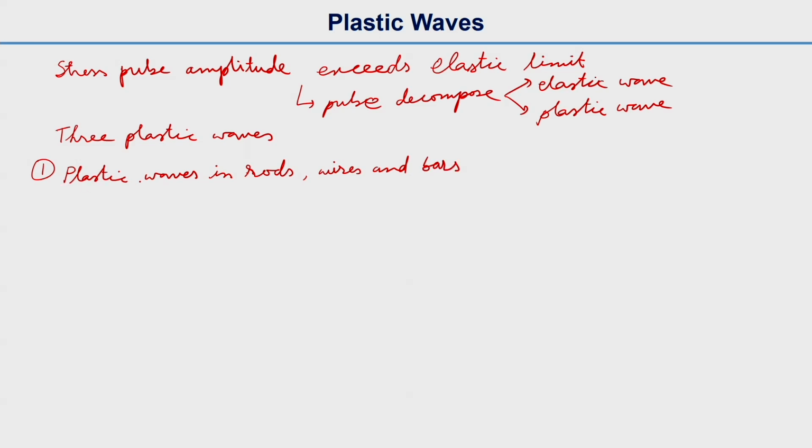In this case, let's say one example is we have a rigid target and we have a cylindrical rod, or we can draw it a little longer. Let's say the cylindrical rod is hitting the rigid target, and this is a case of uniaxial stress. If the stress pulse amplitude is sufficiently high, then plastic deformation will happen and a plastic wave will propagate through it.